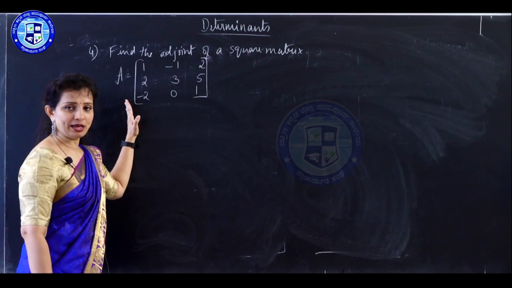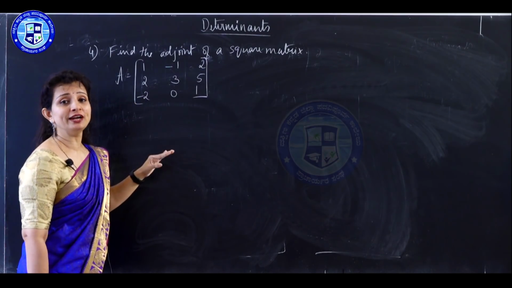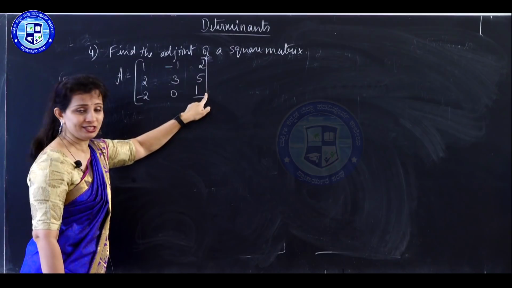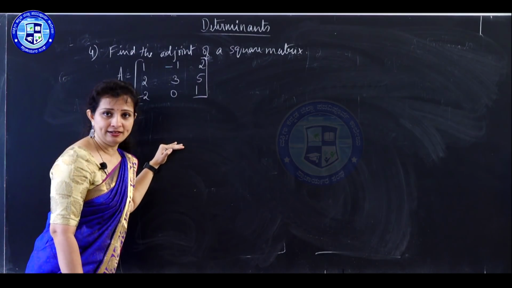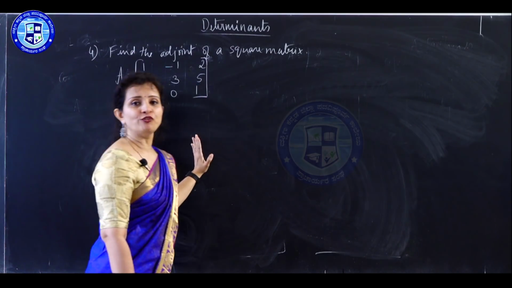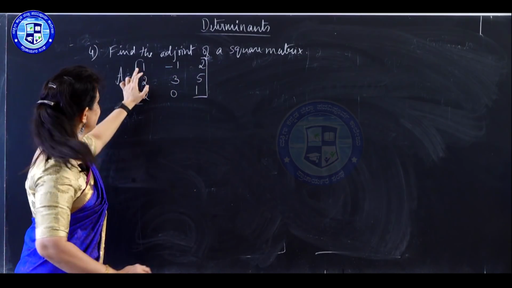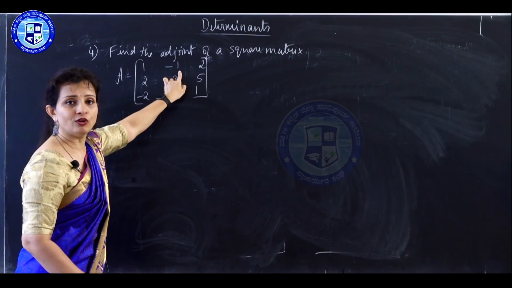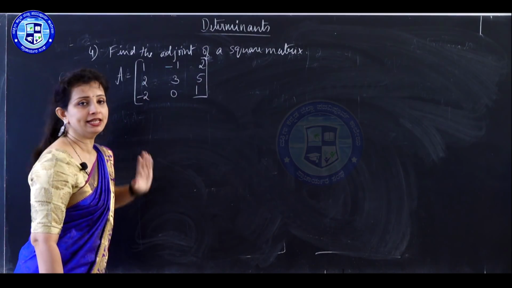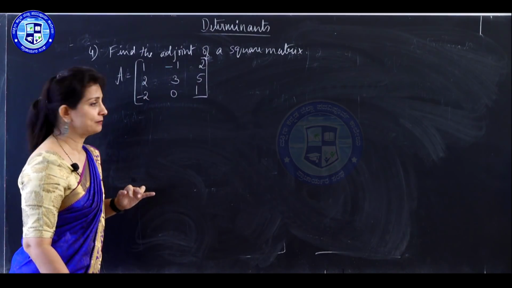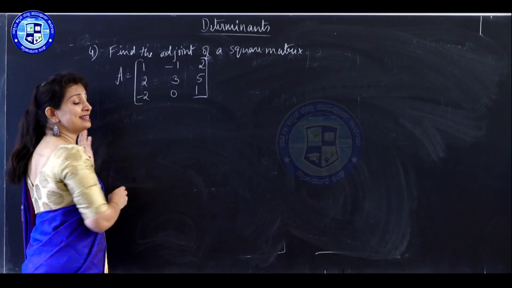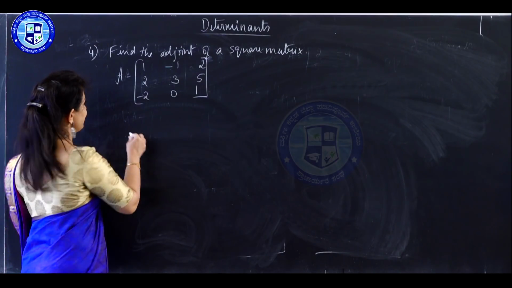But for a square matrix of order 3, you have to find the cofactor of each element and then write the transpose of the cofactor matrix. So, it can be found by taking the cofactors of each element and writing them as a cofactor matrix. The transpose of the cofactor matrix is adjoint A. So, we will find that.